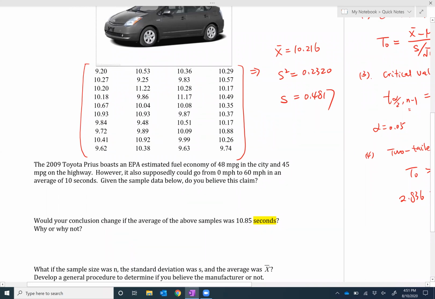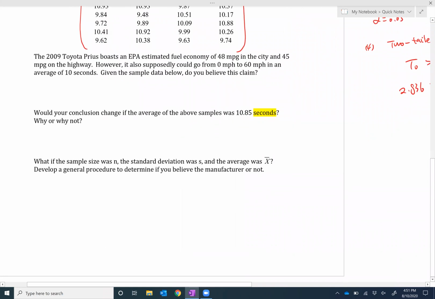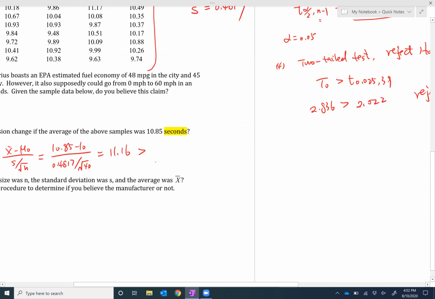Now, would your conclusion change if the average of the above samples was 10.85 seconds? Why or why not? Obviously, we need to recalculate x bar minus mu 0 divided by s over square root of n. So this will equal 10.85 minus 10 divided by 0.4817 over square root of 40. So it equals 11.16. And this is still greater than T alpha over 2, n minus 1. So you still reject H0. So there's no change.